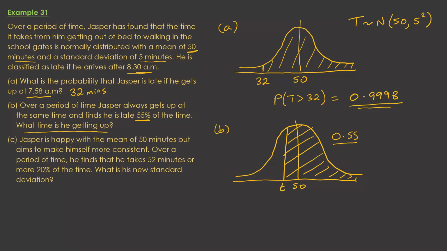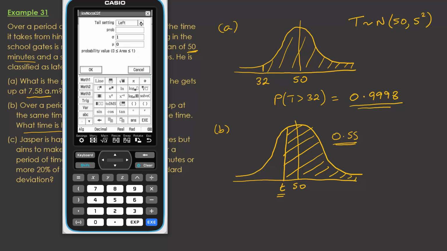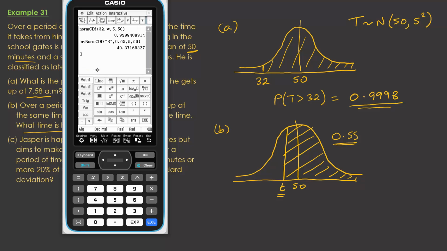So we know the probability, we want the time, that's an inverse distribution. So we are going to go to the inverse normal. Our tail is on the right, as we can see from the shading here. That's 0.55. That's going to be 5. That's going to be 50. And so 49.37 minutes.